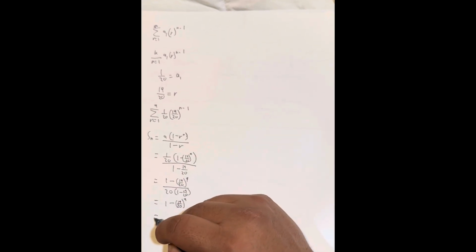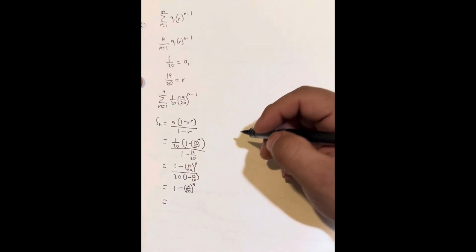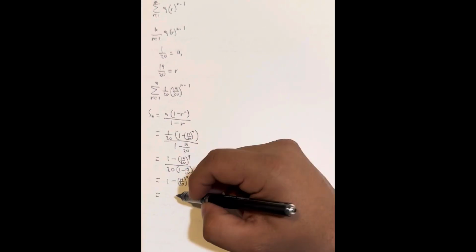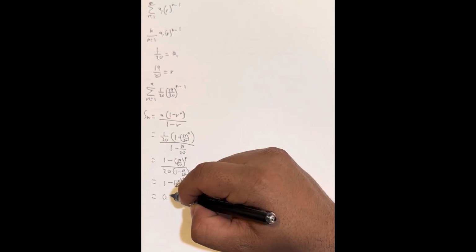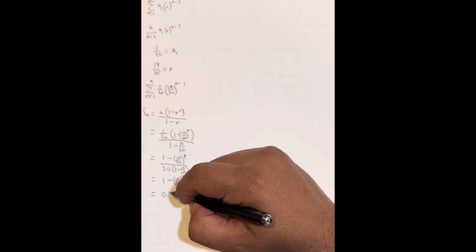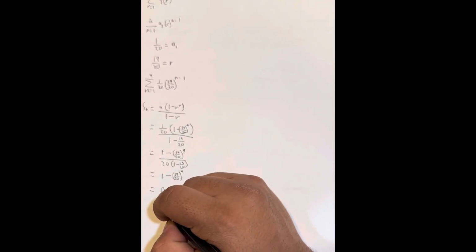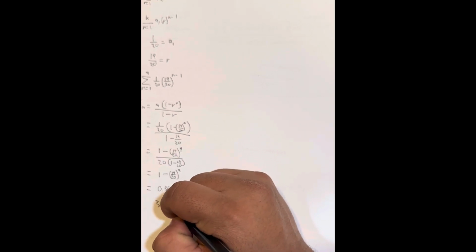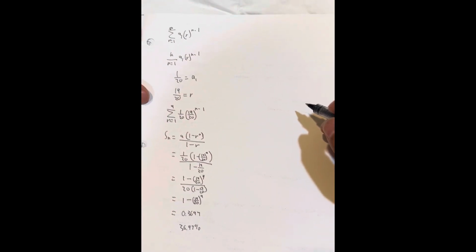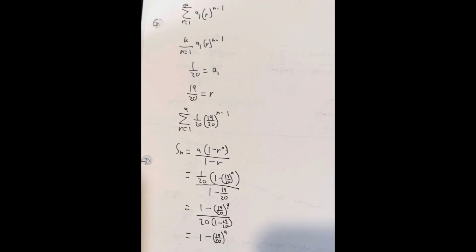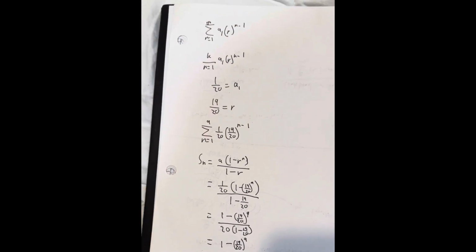And then using a calculator, we can get to the final value, which is 0.3697, so 36.97%. So that is the probability that the character will roll a 20 before the 10th roll.